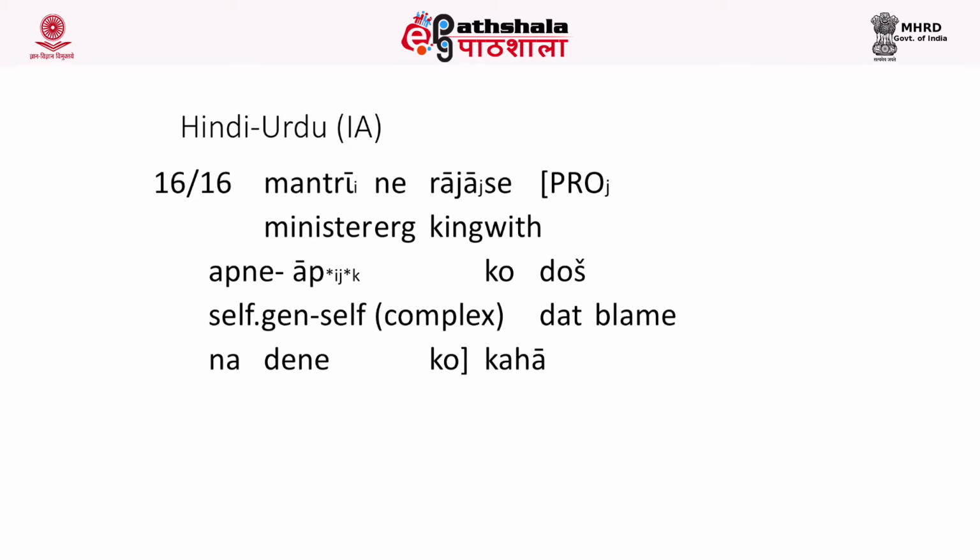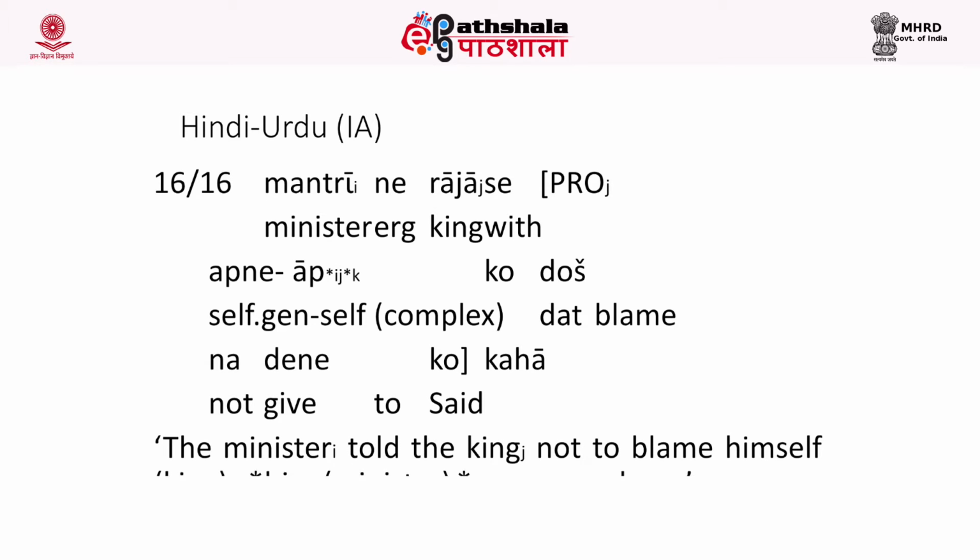and in this sentence, मंत्री ने राजा से अपने आप को दोष ना देने को कहा. The minister told the king not to blame himself. Why? Pro is co-indexed with Raja, which is the indirect object, and अपने आप, the complex anaphor, can only refer to Raja and not to Mantri, which is the matrix subject.